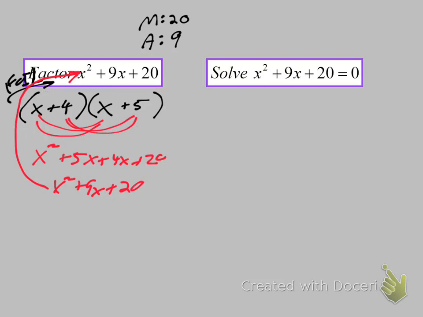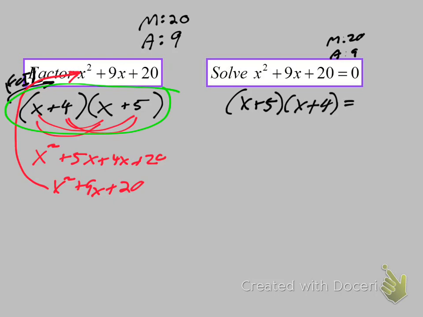Do them in green, so that way they stand out. Look at them standing out right there. Ooh, pretty. Okay? When you solve, you do the exact same things. Your multiplying number is 20, your add number is 9. Your two factors are x plus 5, x plus 4. But this time they equal 0 now.